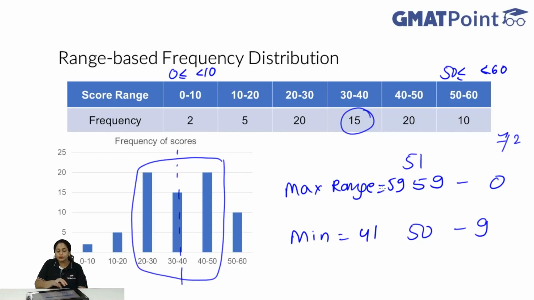So using a frequency distribution table like this, we can figure out what is the median value, what is near the range of the median value, and we can also figure out the max possible range and min possible range of all values. So this is something that can be done with a range based frequency distribution table or frequency diagram also.